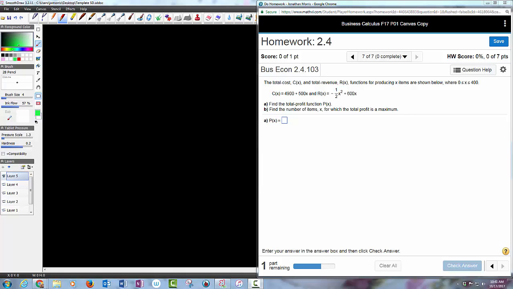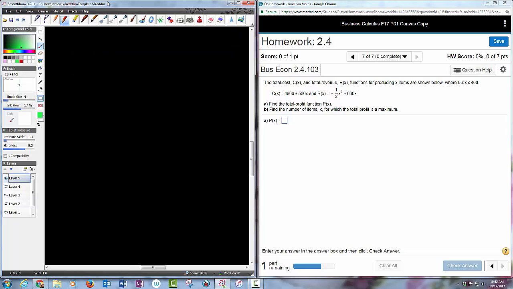It says the total cost, C of x, and the total revenue, R of x, those functions for producing x items are shown below, where x is between 0 and 400. So it first asks us in step A, what is the profit function? Well, it didn't give it to us, but it gave us everything that we need to know to find it. It gave us the cost function and the revenue function, and profit is revenue minus cost. So we can get P of x by saying R of x minus C of x.